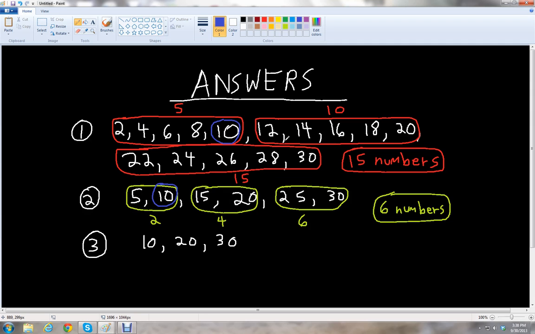And then we look at our second group of 2's and our second group of 5's. And we notice that 20 is in both groups. And then we look at our third group of 2's and our third group of 5's, and we notice that 30 is in both of those groups. So that's how we get 10, 20, 30. And so we have 1, 2, 3 numbers in this group, 3 numbers.